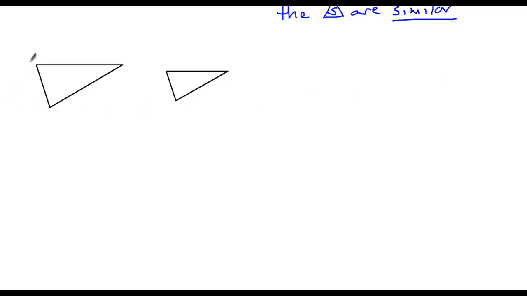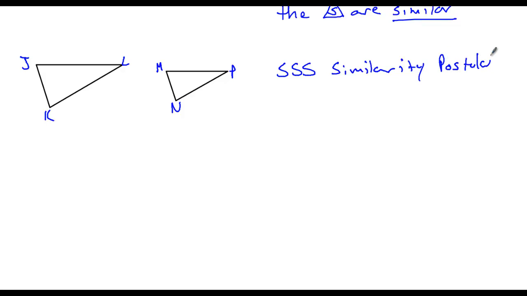So we're going to label triangle JKL and triangle MNP. And the way we're going to mark these triangles is with the side-side-side similarity postulate. Okay? So side-side-side similarity postulate. Now, when you look at these two triangles, it should be very clear to you that JK is not congruent to MN. They're not the same size.